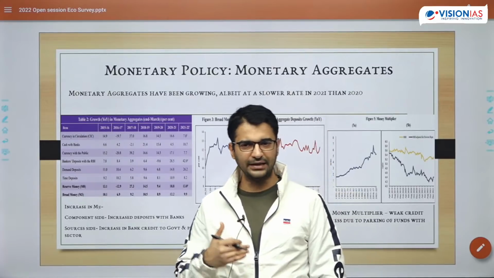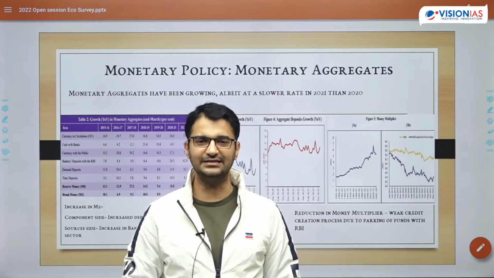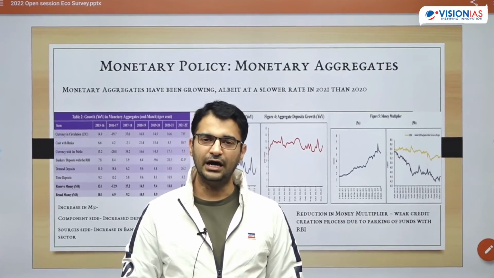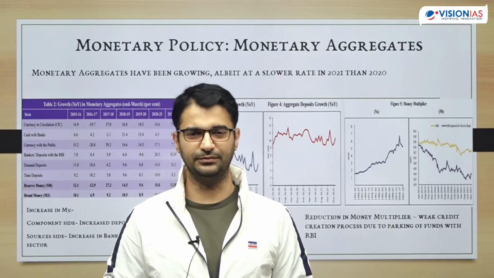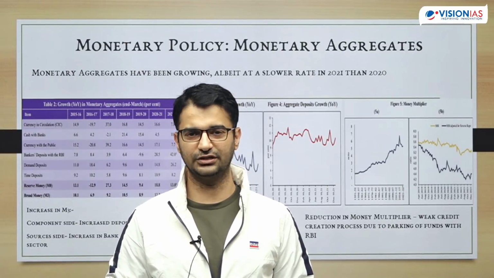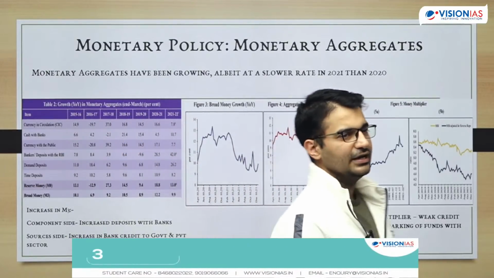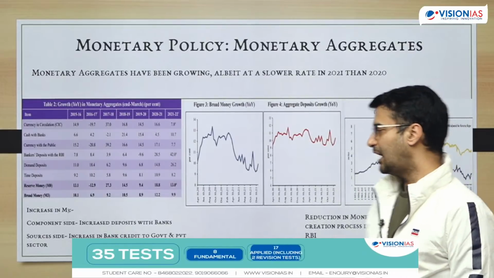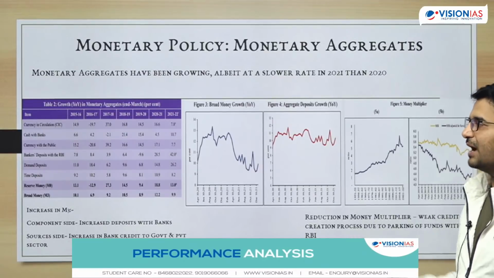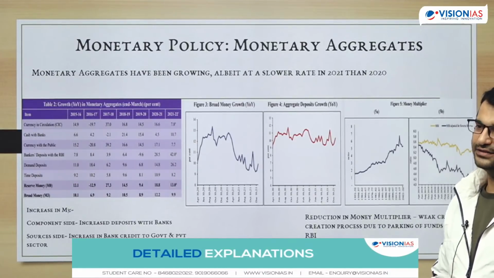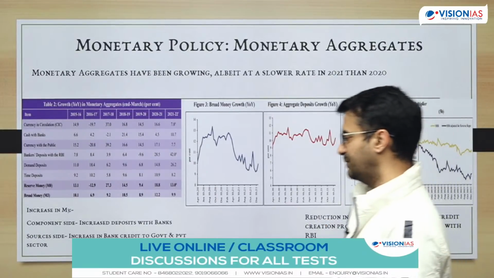If deposits with the banking system increase, it's obvious that money supply will increase, as in M3 will increase. A large proportion of the increase in money supply is attributable to an increase in deposits with banks rather than currency in circulation. That has also increased, both have increased, but a larger proportion of the increase is because of the increase in deposits with banks.